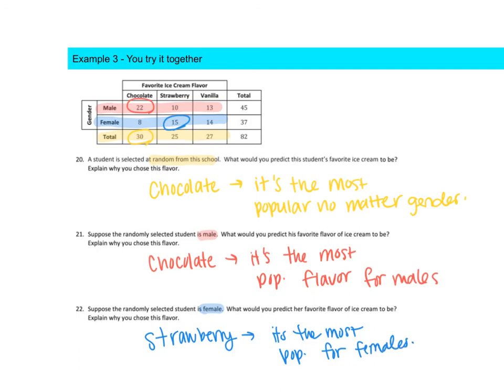So that is how you use your frequency table to make a prediction based on your data. Obviously, there's not really a surefire way to predict someone's favorite flavor or frequency of something, but patterns are everywhere around us, and we can use tables and frequency tables and models to do that. And so this is just kind of showing you how. All right, let's move into the closure before we do our exit ticket.